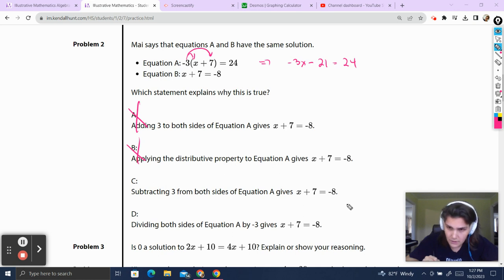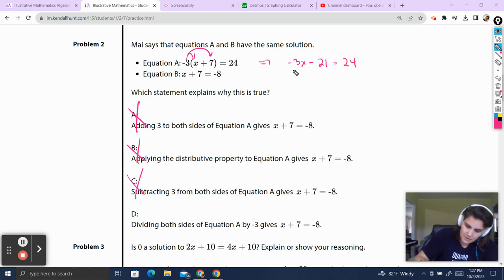Also no. It has the same issue as A. You can't, subtracting is not going to help us in this case, so no. Finally, dividing both sides of equation A by negative 3 gets us x plus 7 is equal to 8.